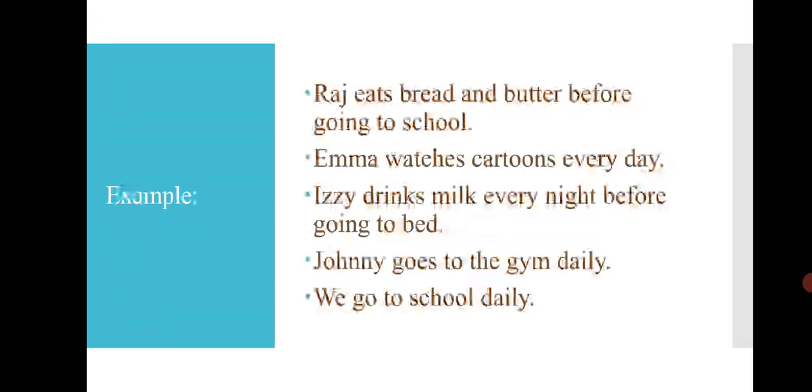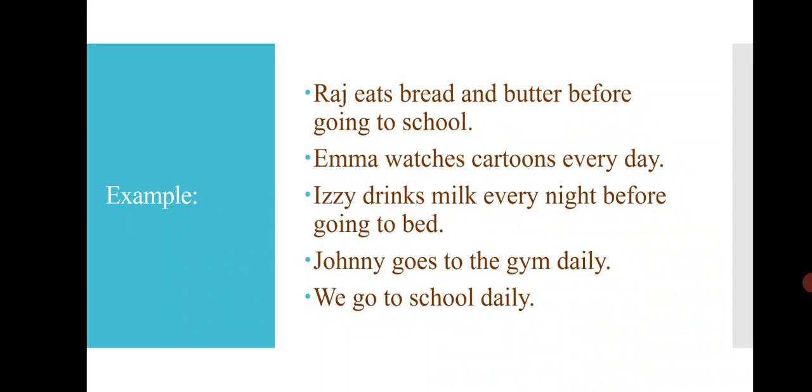Here are some examples given. Raj eats bread and butter before going to school. Eat is the present form of the verb. The past form will be ate. Here the present form is given. Raj eats bread. So the verb eats denotes the present form. So it is an example for present tense.